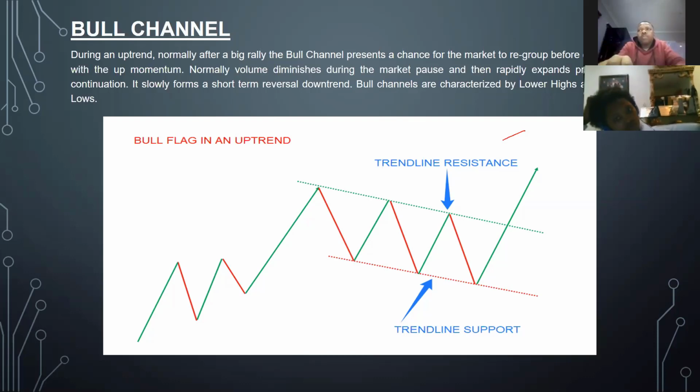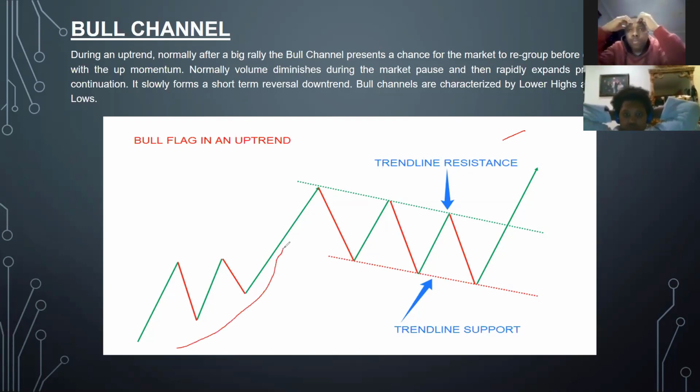Now, in a bull flag, market forms a downtrend. In a bear flag, market forms an uptrend channel. Bull channels are characterized by lower highs and lower lows. As you can see from the chart, market is moving high. Market is moving in an uptrend here. And then we've got our trend line resistance, the green dotted line to the upside. Then we've got our trend line support, the red dotted to the downside. And in between now, that's our channel. You see? In between, that's our channel.